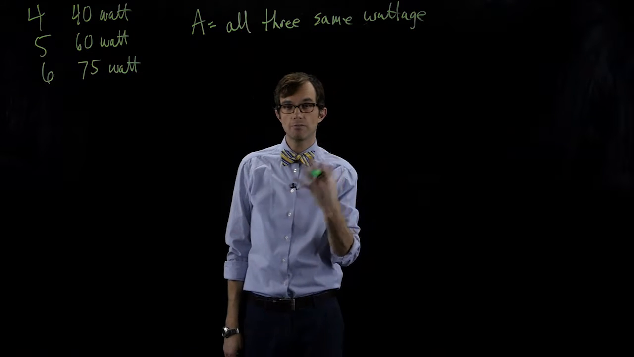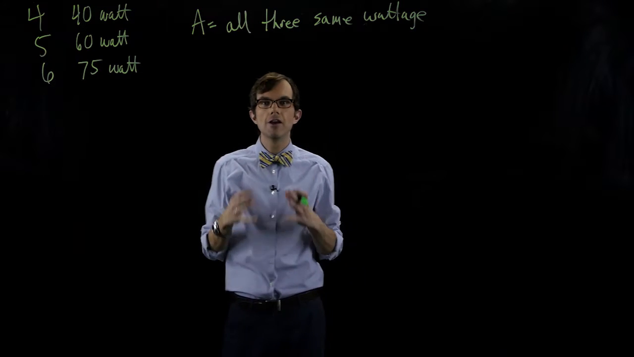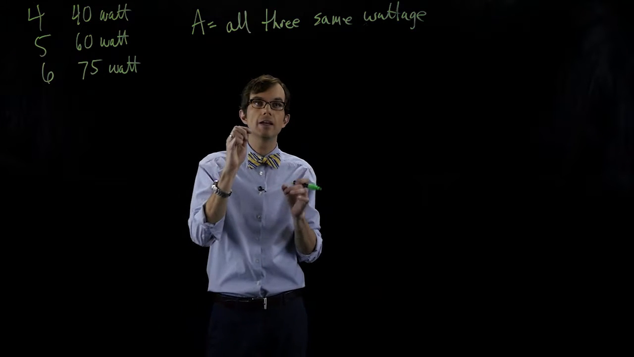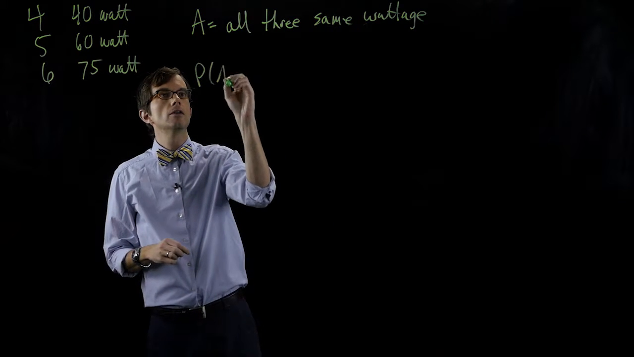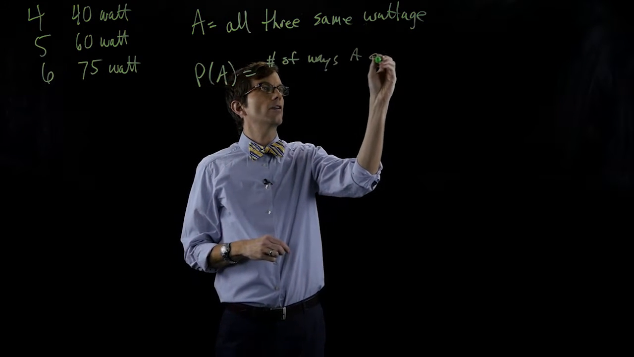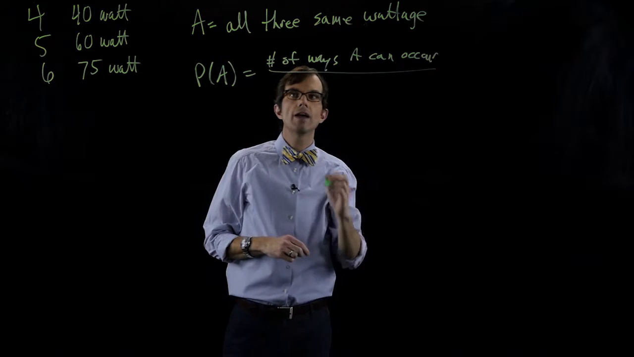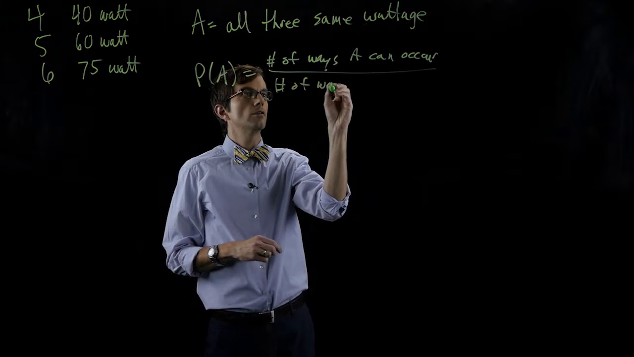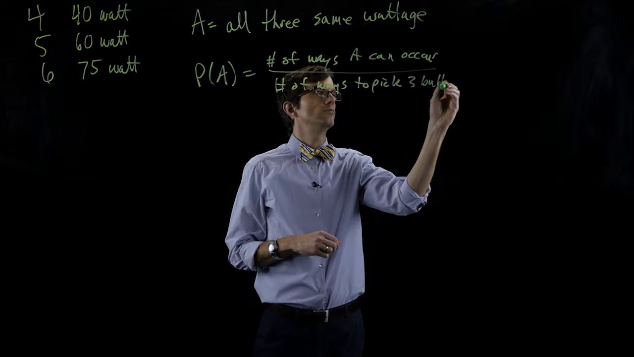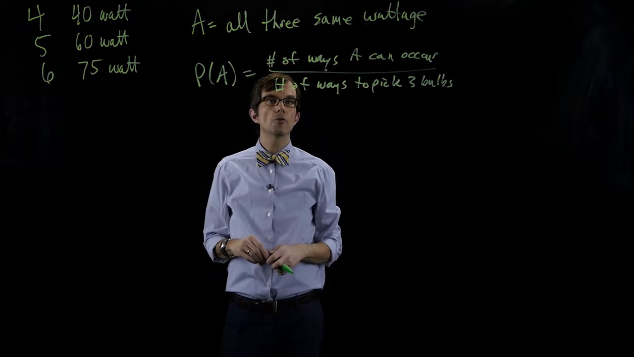Well, there are some different ways that that could occur. And so we need to think about how could we count the number of ways for event A to happen. Because this is going to be a classical probability problem. The probability of A is going to be the number of ways A can occur, and we would divide that by the number of ways to pick 3 bulbs in general. So we need to find both the numerator and the denominator.